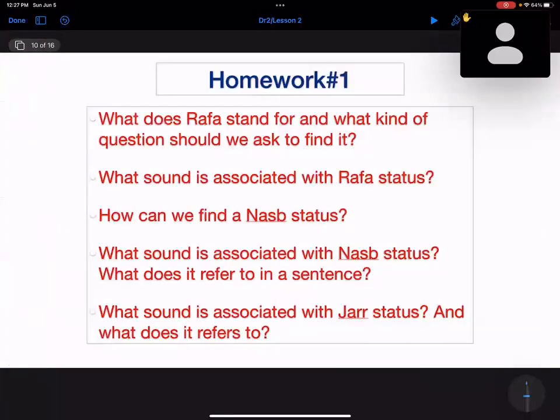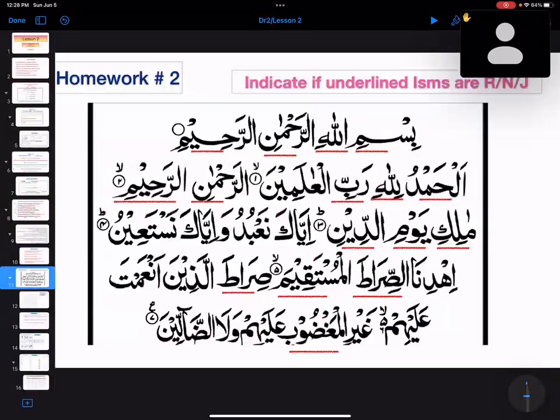Okay. And now what is going to be your homework? Homework is you are going to give these answers. What does Rafa stand for, and what kind of question should we ask to find it? What sound is associated with Rafa status? How can we find nasab status? What sound is associated with nasab status, and what does it refer to in a sentence? And what sound is associated with the jar status, and what does it refer to? So easy questions, you are going to answer them.